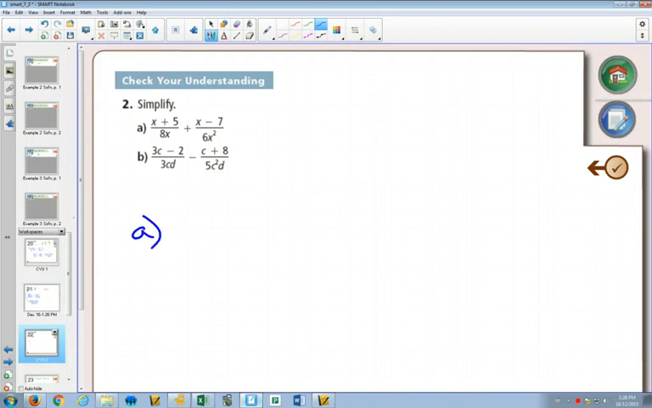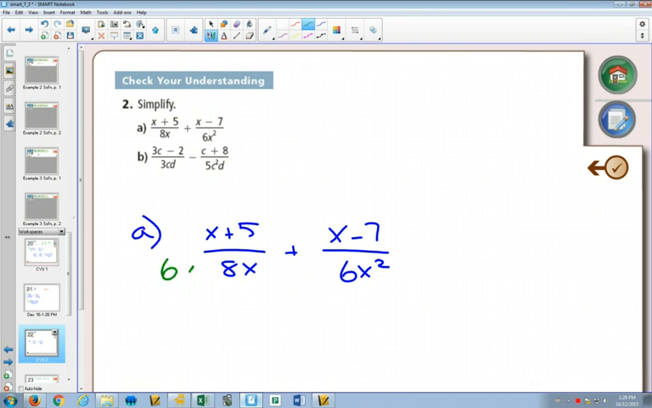So for part A, we have (x + 5) over 8x plus (x - 7) over 6x squared. What's missing in the first one? 6x? Okay. What's missing in the second one? Just an 8.